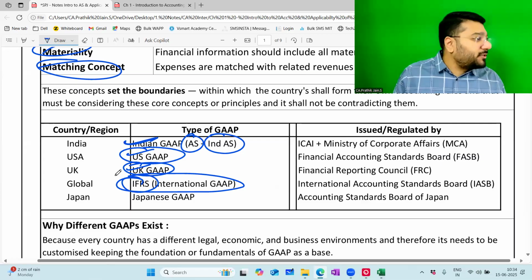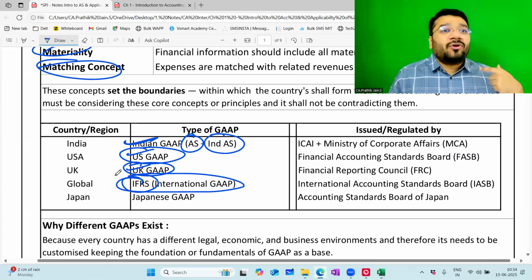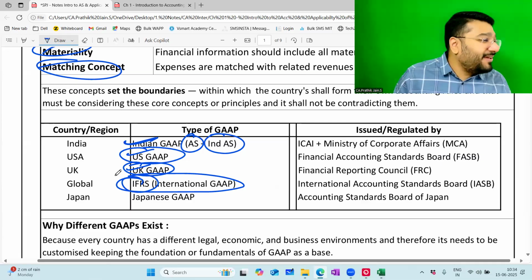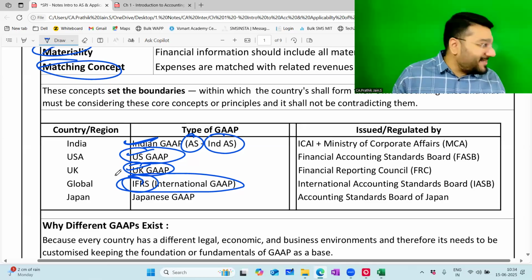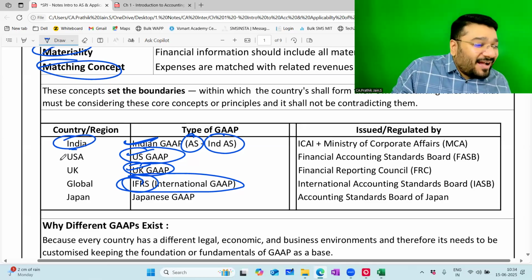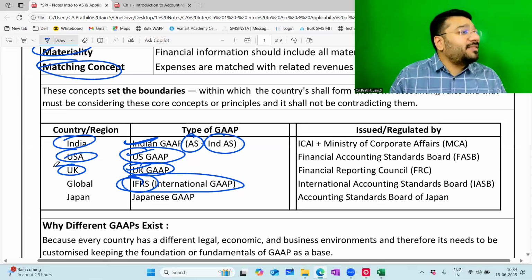Copy paste the notes. When we are preparing for the CA journey, either you apply your mind and prepare your own notes, or you copy paste from what I give. So what strategy did you adopt? Did you adopt a convergence strategy or an adoption strategy? You adopted an adoption strategy. But India, US, UK, what did they do? They adopted a convergence strategy.